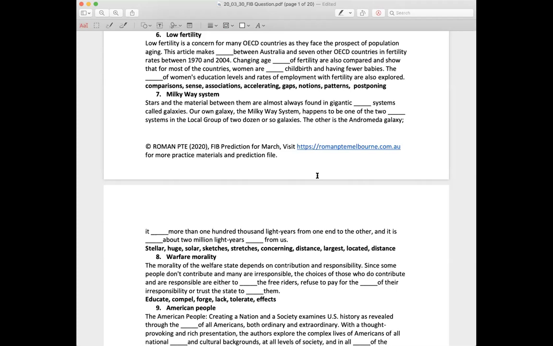The other is the Andromeda galaxy. It is more than 100,000 light years from one end to the other. It what? Again, sometimes in your exam, common sense and a little bit of knowledge can help you a lot. Light years actually means distance. When we are measuring the distance between planetary bodies, we measure them in light years. It is not years, it actually is the distance. One light year means the distance light would travel in 1 year. So because these planetary bodies are very far from us, we measure them in light years.